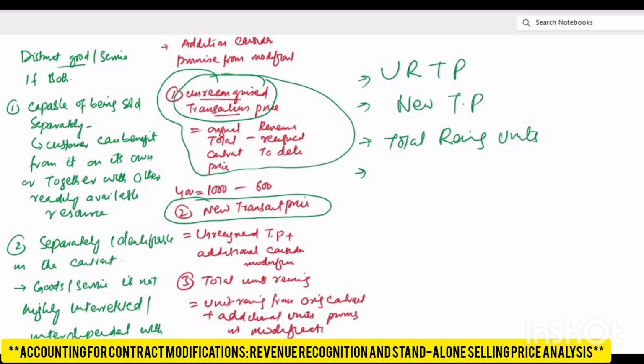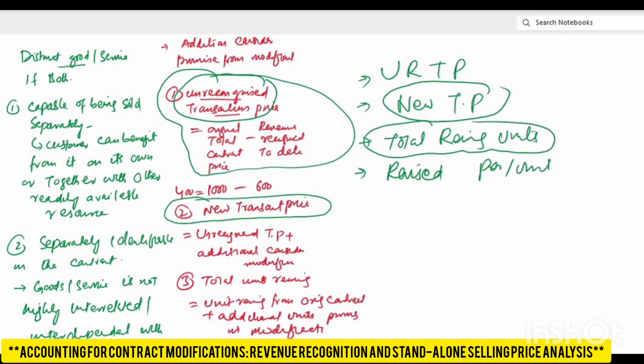And then you have to calculate the revised price per unit, and this will be calculated as the new transaction price divided by the total remaining units, and then you will get a revised price per unit. After doing this, revenue recognized per unit will be the revised price per unit. Okay, clear? Now let's move on.